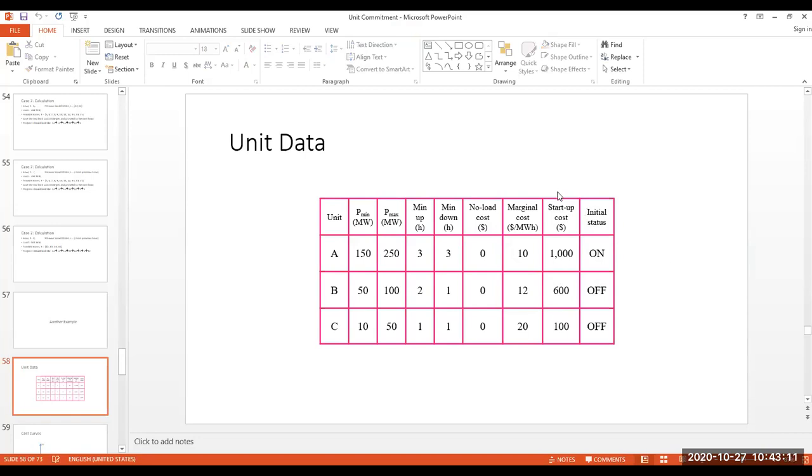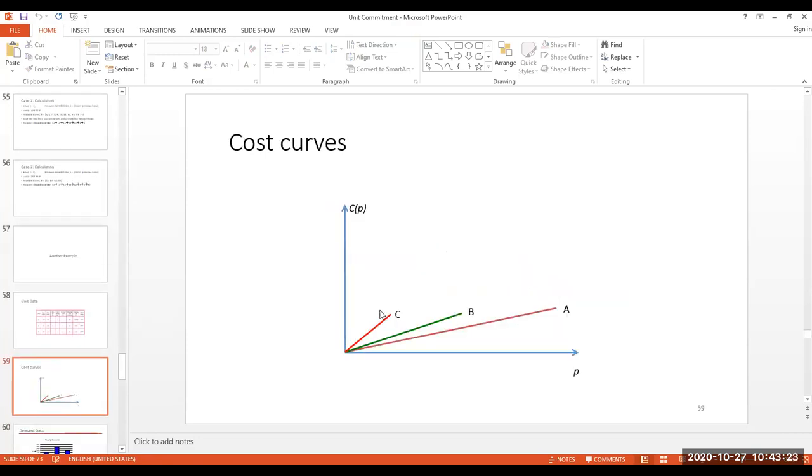So again, in this example, we are not considering any shutdown costs. That means if any units are to be decommitted, there are no associated shutdown costs. So these are the cost curves.